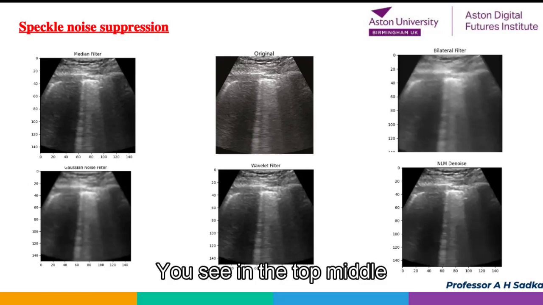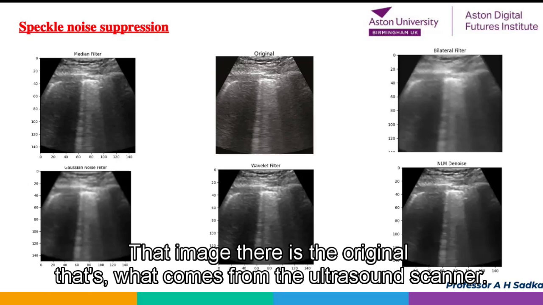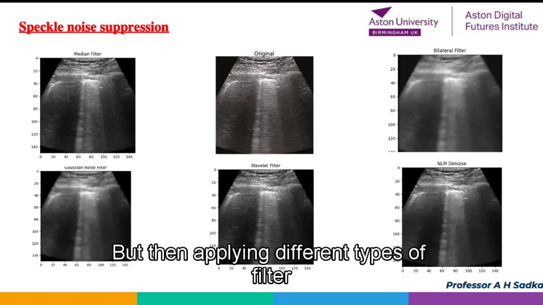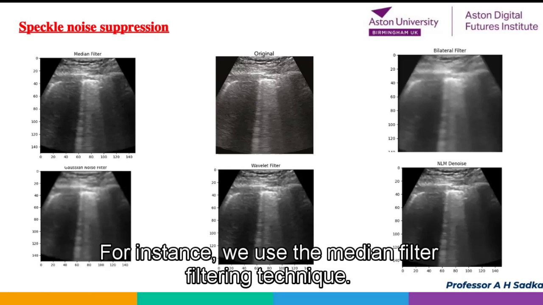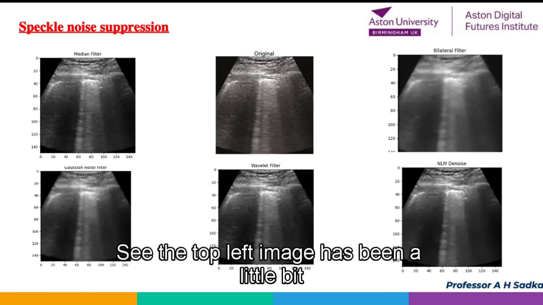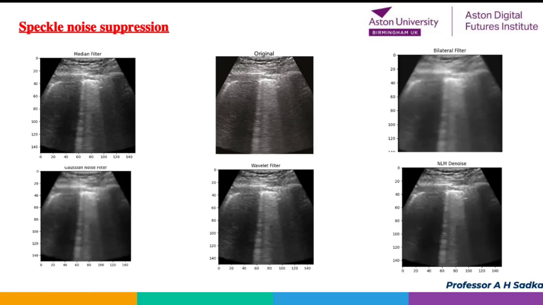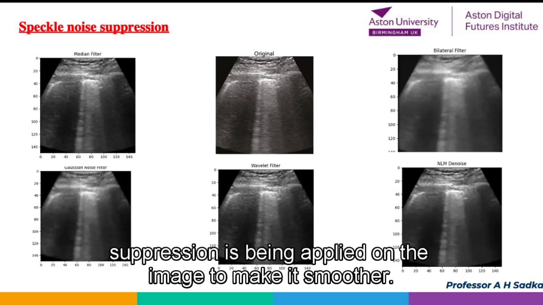Now, you see in the top middle part of the image, that image there is the original. That's the one that comes from the ultrasound scanner. But then, applying different types of filtering techniques, you see the image has been smoothed out. For instance, if we use the median filtering technique, see the top left image has been a little bit cleared up from the background noise. If we use the wavelet filter, the bottom image, again, you see a different type of noise suppression has been applied on the image to make it smoother.